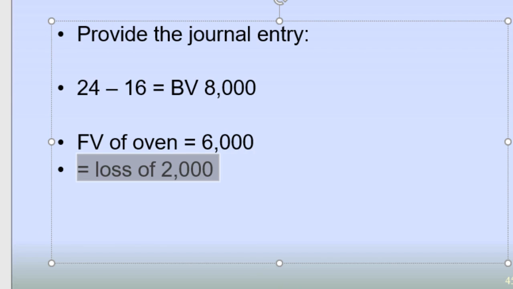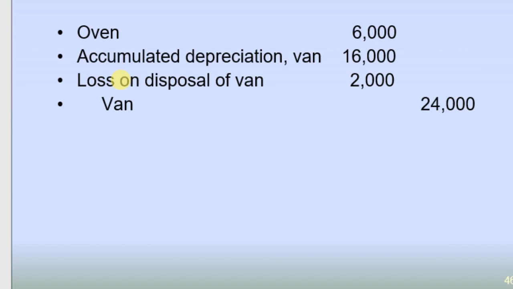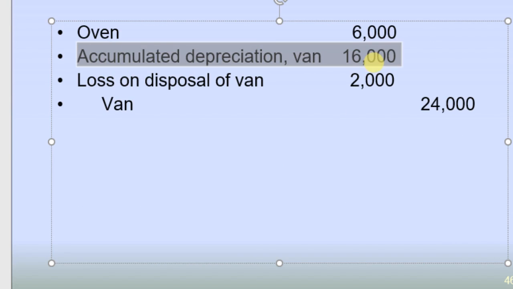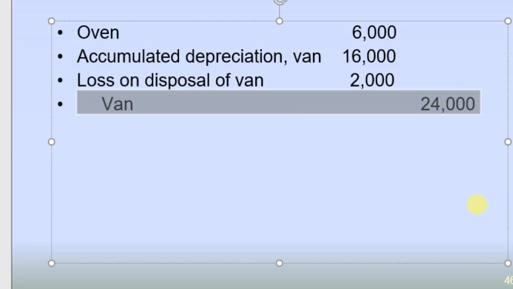So if we put this together as a journal entry, we're going to do the same thing we did in the previous problems. Maybe you could try this journal entry on your own. We've done a couple of examples already. If you like, you could pause this video and just do this journal entry on your own. Okay, I hope you did that on your own. So we're getting an oven with a fair value of 6. We're debiting our accumulated depreciation to close that account. You can't have accumulated depreciation on your books for a van that you don't own anymore. We're debiting loss on disposal, and of course we're crediting the original historical cost of the van. Now that all adds up, and this is our second last example in the video.